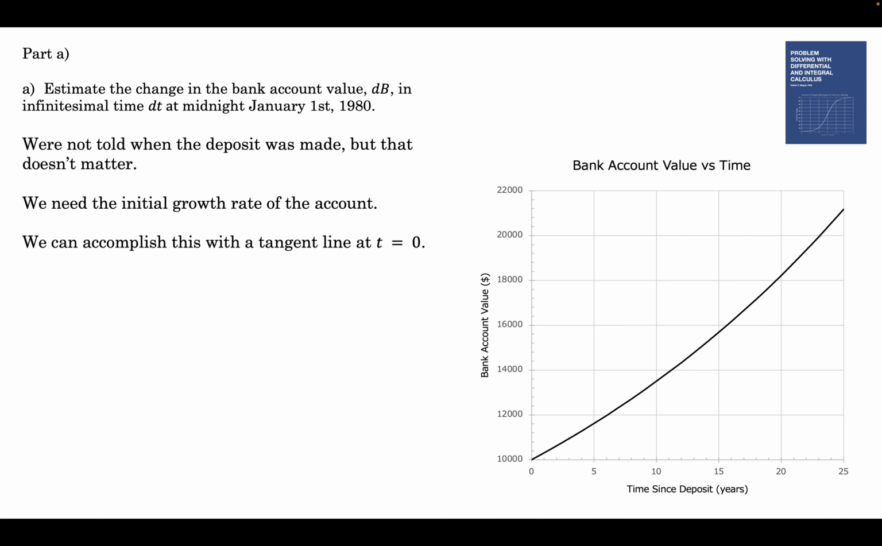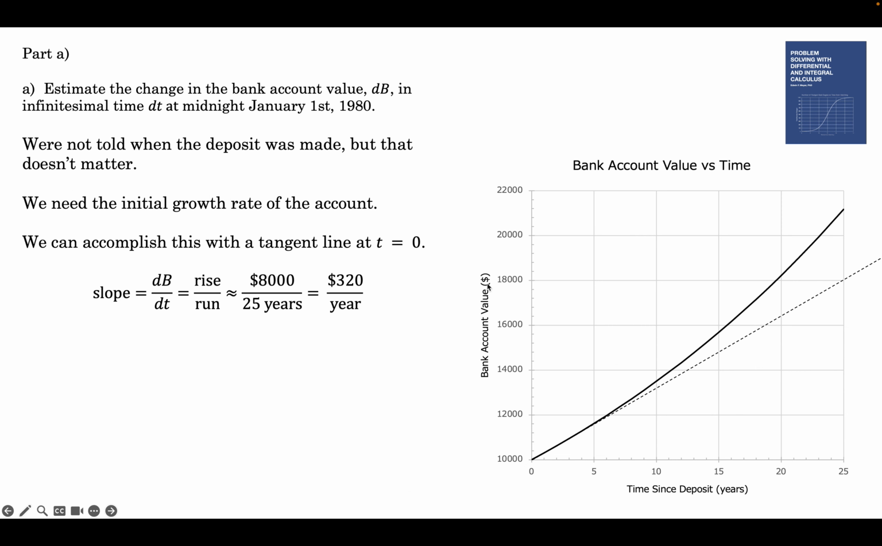We need the initial growth rate. We can just draw a tangent line at t equals 0 to get the initial growth rate. There it is. That's a pretty good tangent line. You can see it doesn't peel away from the actual line until 3 or 4 years. So the rise looks like it's 8,000. Be careful. This y value is 18,000, but it started at 10. So the rise goes from 10,000 to 18,000, which is 8,000. The run goes from 0 to 25, the entire range of the horizontal axis. That's a growth rate of $320 per year.